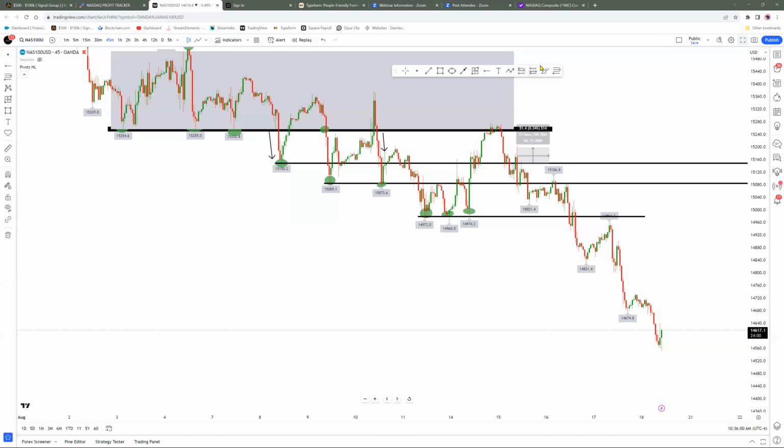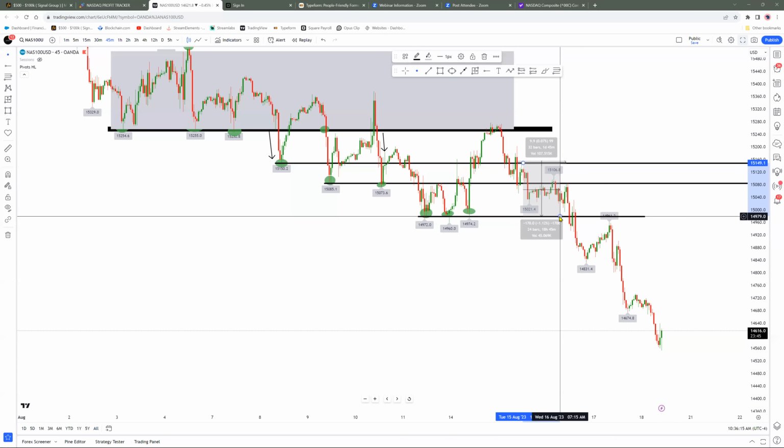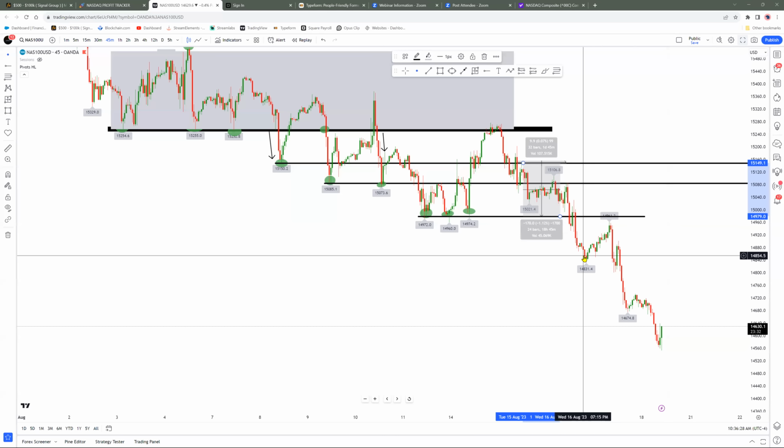So as we see here, risking that 50 points, it probably only saw seven points and 9 points in drawdown. And then it ended up going from here to here. So over 160, 170 points with a 0.01, that is $170. With a 0.1, that is $1,700. And then with a one lot, that is $17,000. So it just scales up over time.